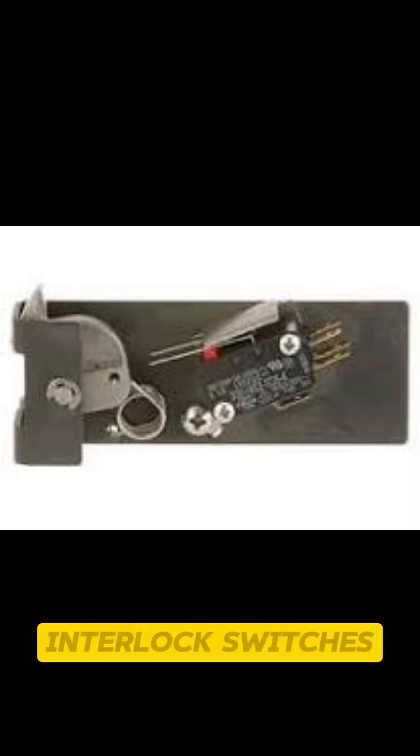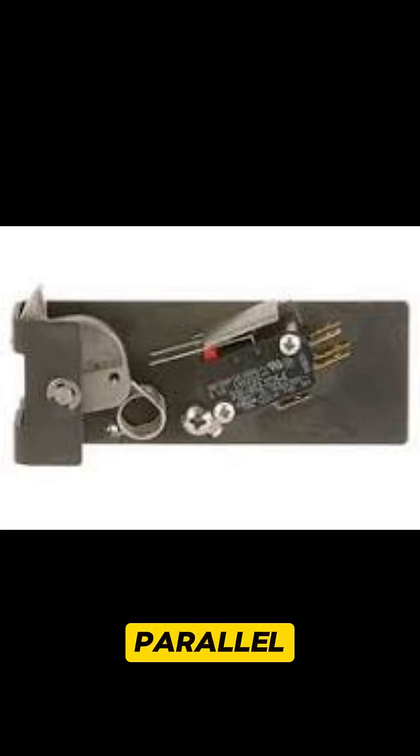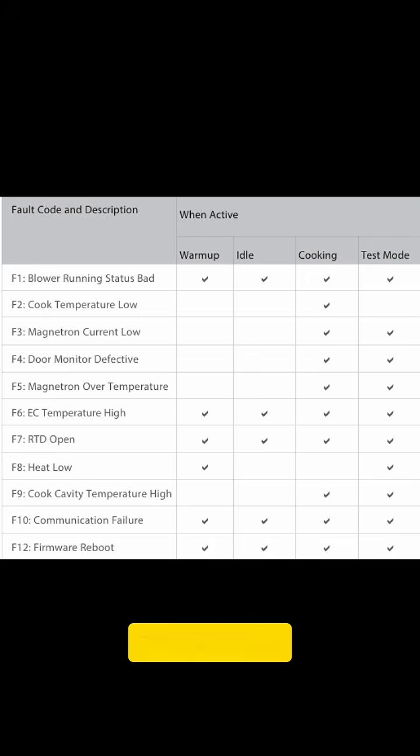Note: door interlock switches are in parallel. For the oven schematic, see page 64 of the service manual. The fault is monitored during a cook cycle and in test mode when the microwave is on.